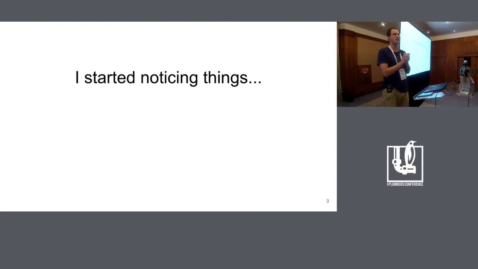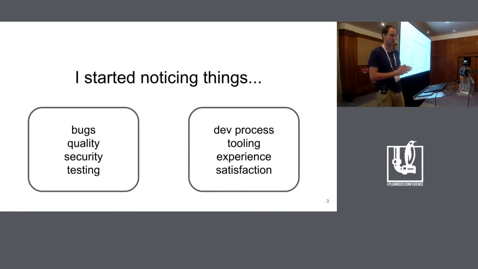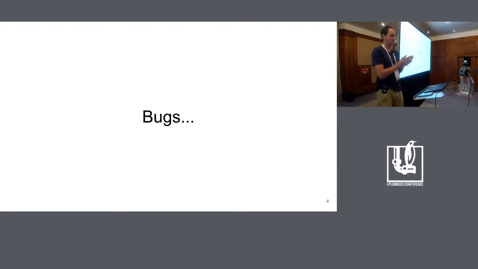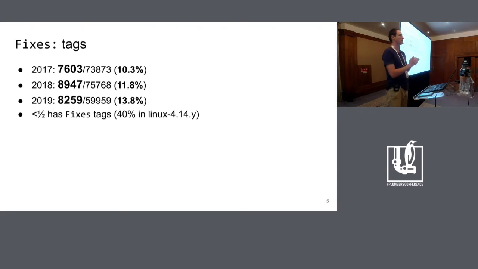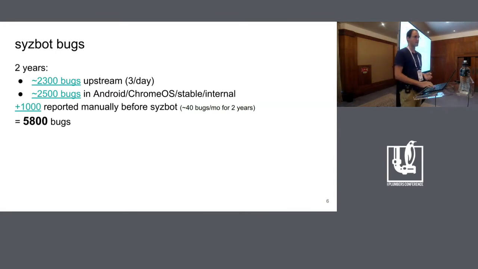When I started working on the kernel, I started noticing things that looked kind of wrong. Those can be roughly qualified into two buckets. One is related to bugs, quality, security, and testing, and the second one is development process, tooling, experience, satisfaction. So, bugs. Whatever way you look at this, there are just too many. The fixes stacks, we have 9,000 per year, which is a significant percentage of commits, and we know that less than half of fixes actually have those stacks, so it's actually more. And syzbot reported several thousands of bugs, several bugs each day.